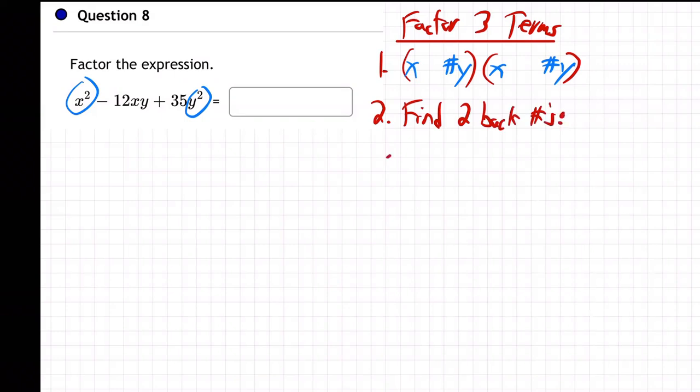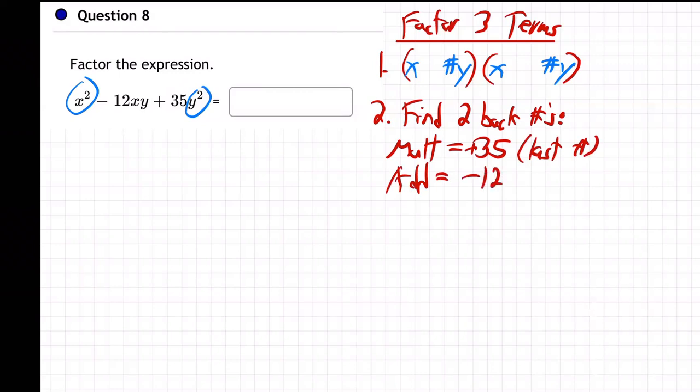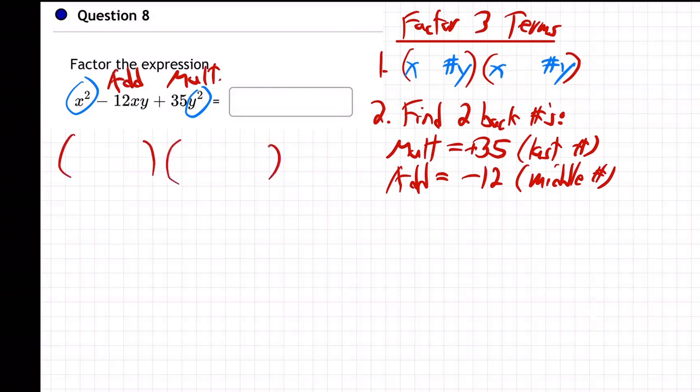And they multiply to equal the plus 35, our last number, and they add to equal the minus 12, the middle number, right? So you got to multiply to be the back number, add to be the middle number. So we got two parentheses. We have x's in the front, y's in the back. Now we got to find the numbers in the back. How do we do it?